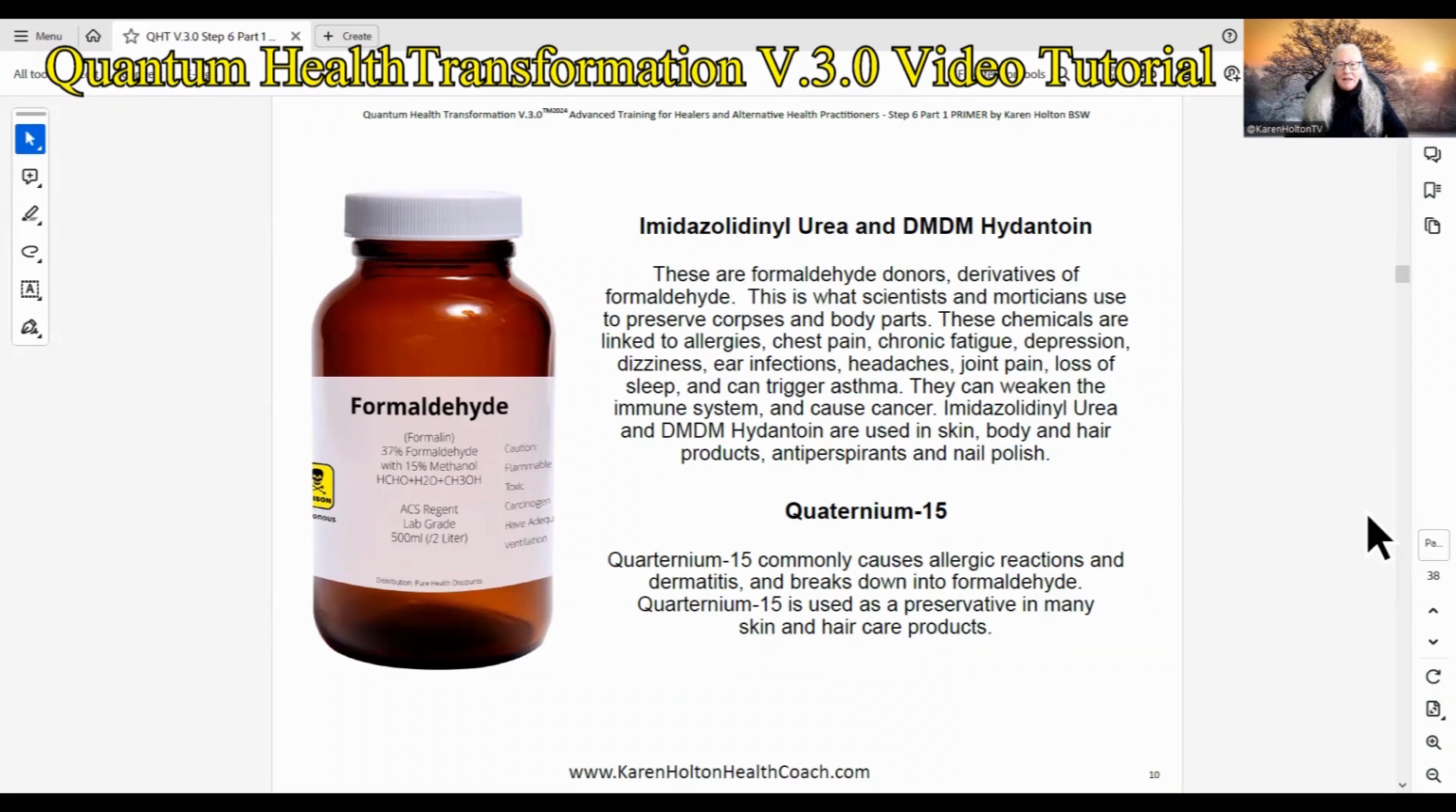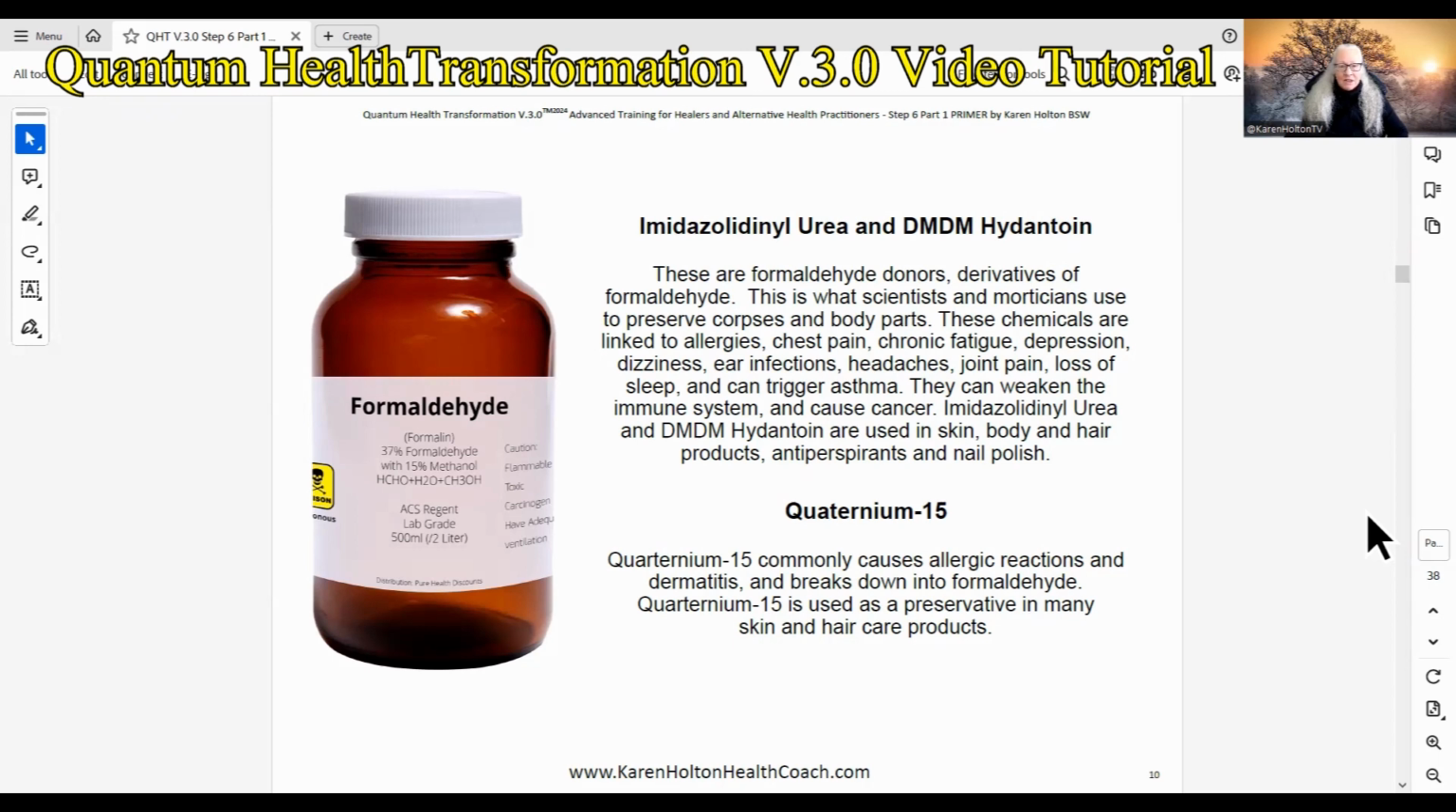Imidazolidinyl urea and DMDM hydantoin. These are formaldehyde donors, derivatives of formaldehyde. This is what scientists and morticians use to preserve corpses and body parts.